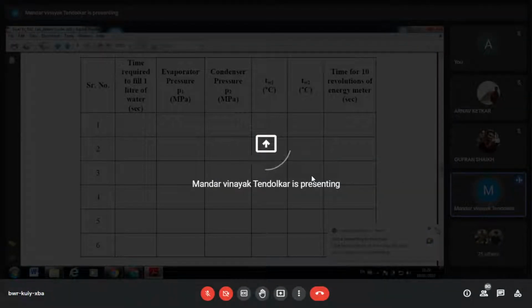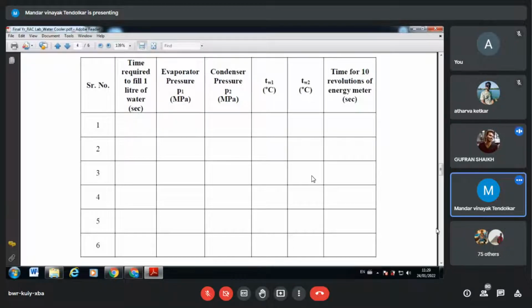Can you see this table? Yes, sir. So everyone just make it in your notebook. And then I will tell you the readings. So time required to fill 1 liter of water, 1 liter and time, so I will get m dot. Then evaporator pressure I will tell you, condenser pressure I will tell you, TW1, that is the room temperature, TW2, which is the cold temperature, and time for 10 revolutions of energy meter.